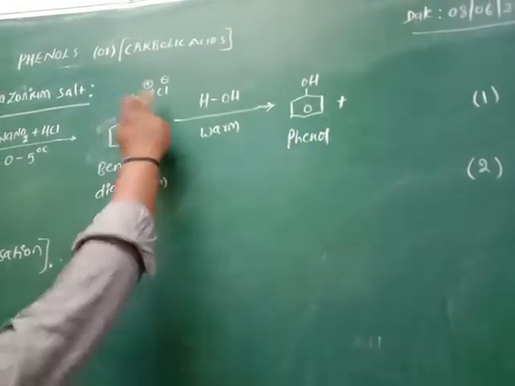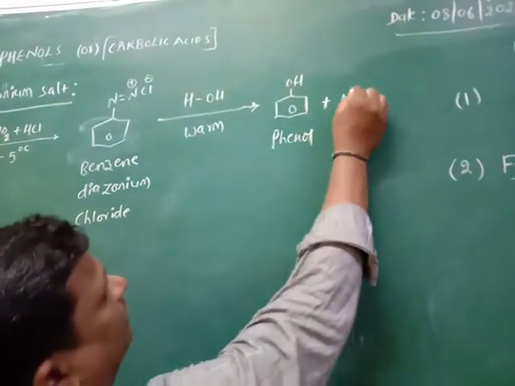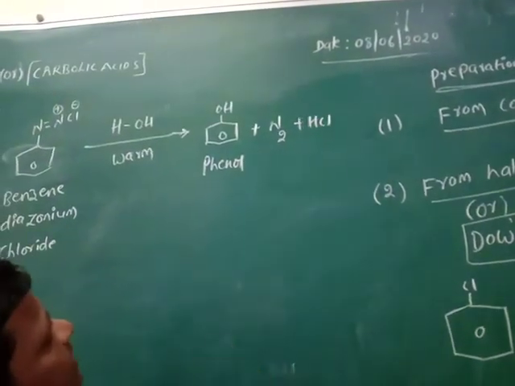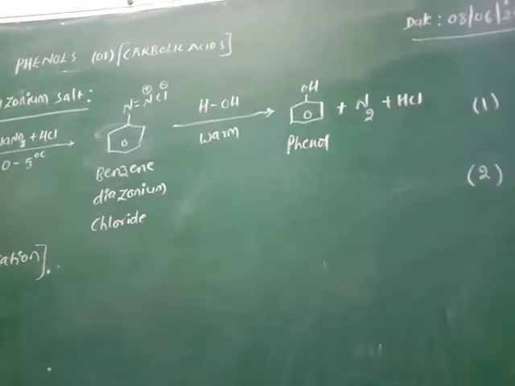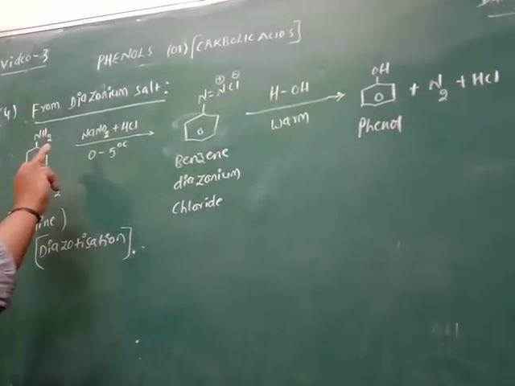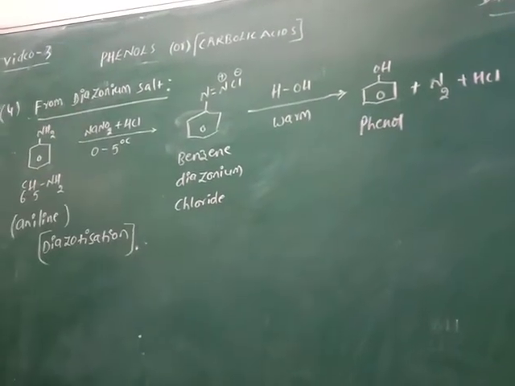Then H combines with Cl, so we get N2 plus HCl. So this is the preparation of the phenols from diazonium salt.